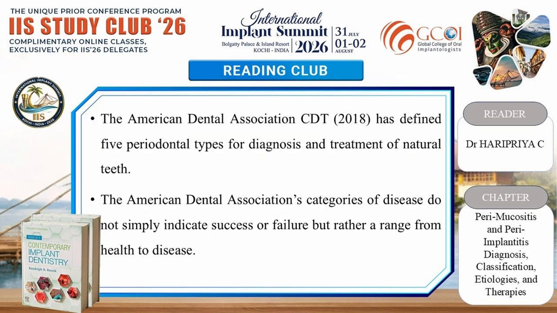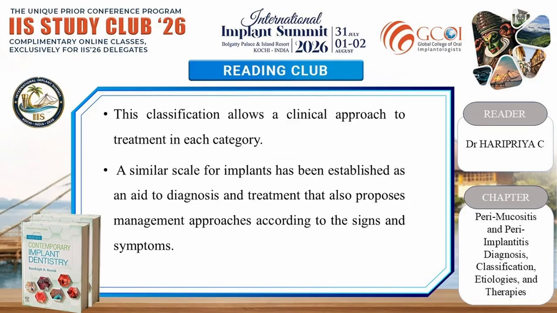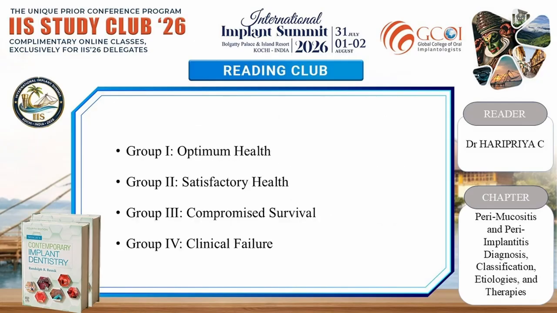The American Dental Association (CDT) in 2018 has defined 5 periodontal types of diagnosis and treatment of natural teeth. The American Dental Association's categories of disease do not simply indicate success or failure but rather a range from health to disease. This classification allows a clinical approach to treatment in each category. A similar scale for implants has been established as an aid to diagnosis and treatment that also proposes management approaches according to the signs and symptoms. They are Group 1 optimum health, Group 2 satisfactory health, Group 3 compromised survival and Group 4 clinical failure.